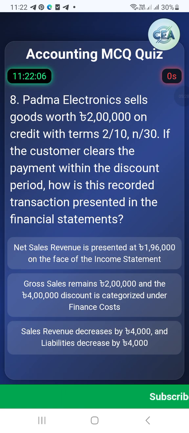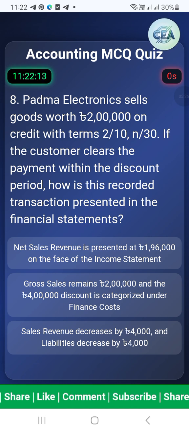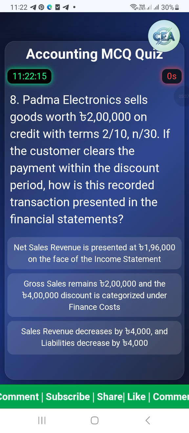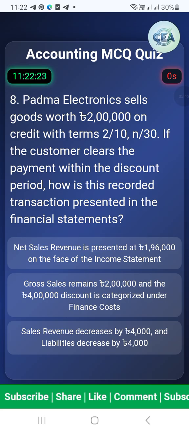8. Padma Electronics sells goods worth 200,000 takas on credit with terms 2/10 and 30. If the customer clears the payment within the discount period, how is this recorded transaction presented in the financial statements?